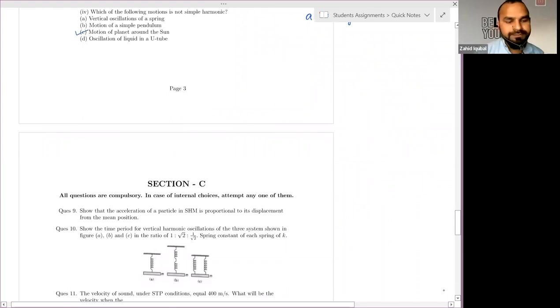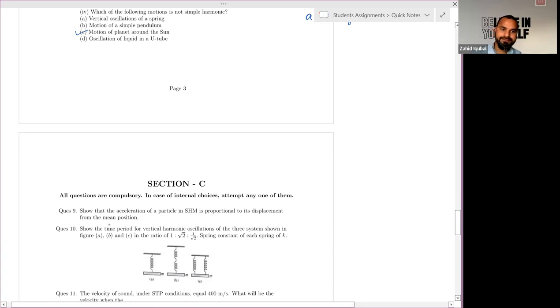Section C, show that acceleration of a particle in SHM is directly proportional to its displacement from its mean position. We have just proved this above. On simply differentiating this displacement two times, you get the required relation.